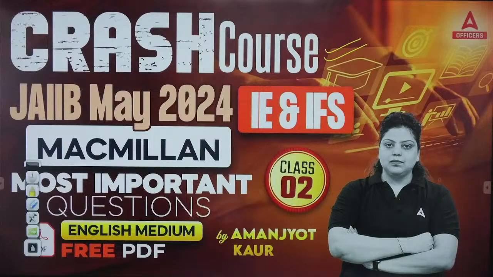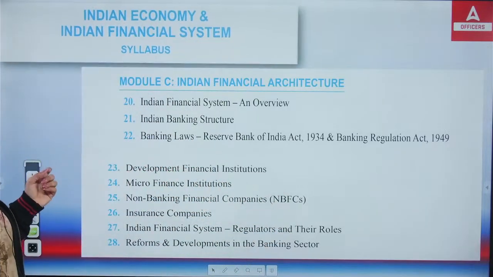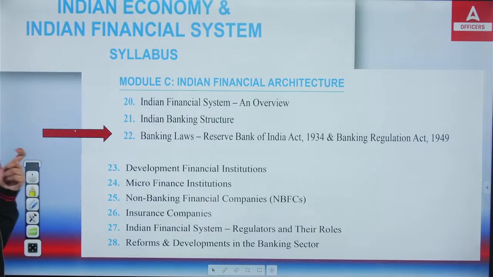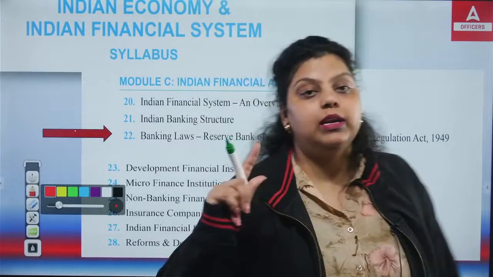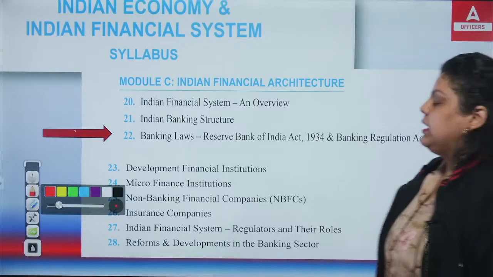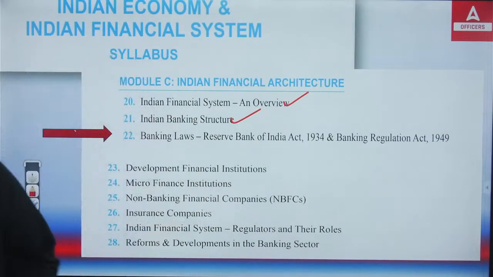In this particular series we have started from module C. If you are regularly following my sessions, you have seen that in the victory series we completed the whole module D, and then we started module C after module D was completed. In module C, the Indian financial architecture, we have already done 2 units, unit number 20 and unit number 21, and today we will be talking about unit number 22. In module C we have units 20 to 28, in which the Indian financial system overview as well as the Indian banking structure have been discussed in the last 2 sessions.